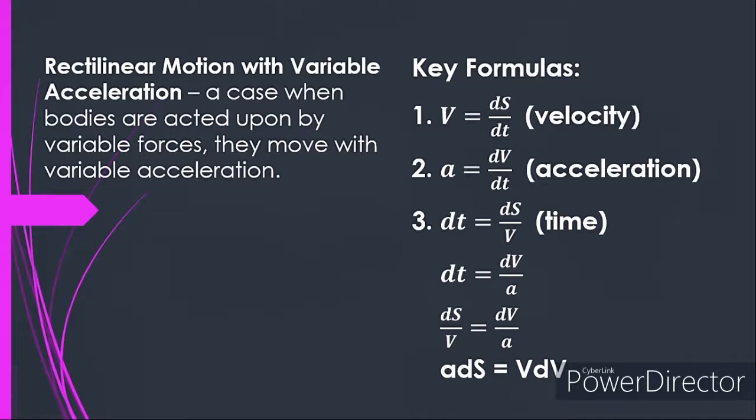So, dito sa ating topic na rectilinear motion with variable acceleration, mostly ang magagamit lang natin dito is itong number 1 and number 2. So, kalimitan ito yung ugat ng lahat ng problema ni rectilinear motion with variable acceleration. Okay, example tayo.